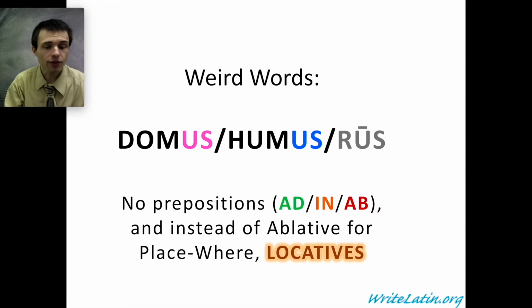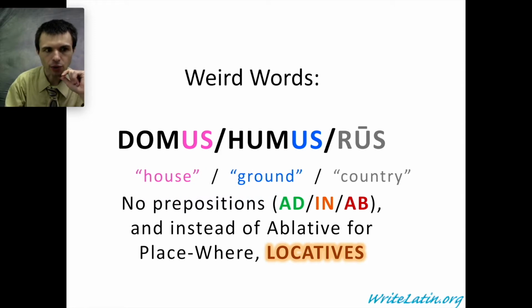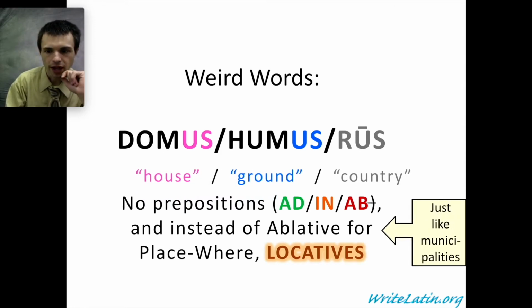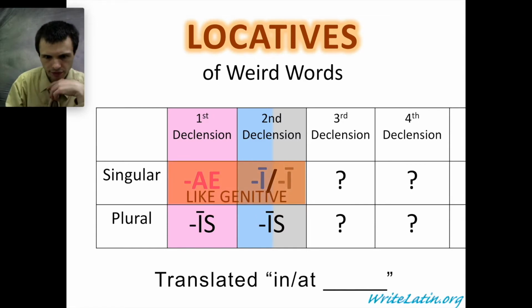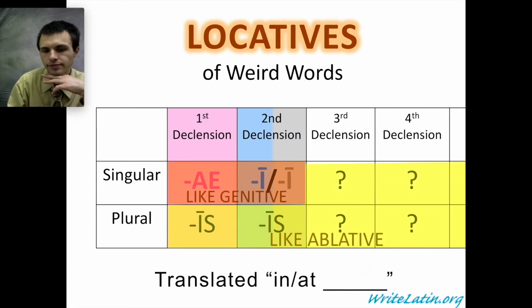Okay, and then we're going to have to do the very same thing with domus, humus, and rus. These three words mean house or home, ground, and countryside. And just like we did with cities and towns, these have no in, ad, or ab. And instead of an ablative for place where, they use a locative. So remember, these are your endings again.